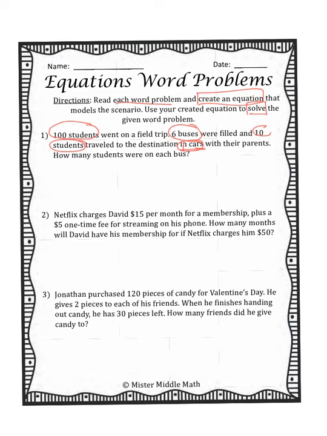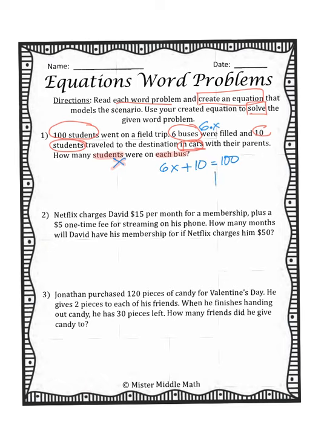So we are looking for students on the bus. I don't know the students on the bus, so I call it X. Then we have 6 buses in total, so we have 6 times X, right? 6X. And how many students travel in the car with their parents? 10. And how many students in total? We have 100 students in total. So we just created an equation.